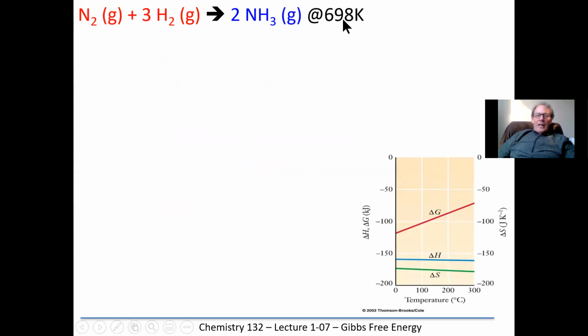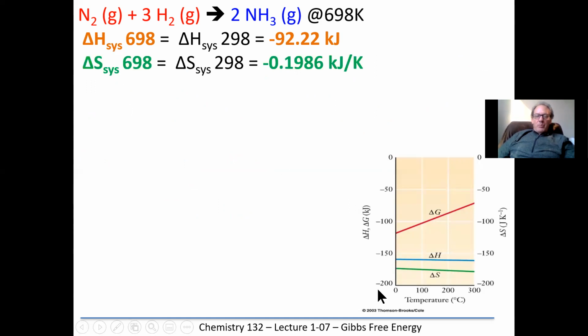Now, what about at 698 Kelvin? We can see delta G is temperature sensitive. Delta H and delta S aren't. So we can use delta H of the system at 698 equal to delta H of the system at 298, because delta H's are relatively stable with respect to temperature. Similarly for entropy, again, relatively stable with respect to temperature. The value at 698 is the same as the value we just calculated at 298. So both of these were just calculated.